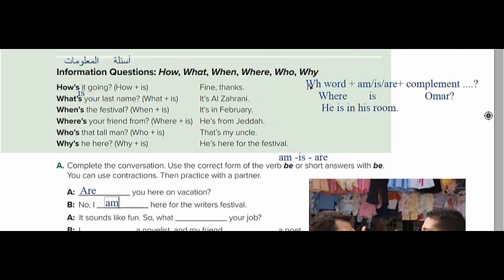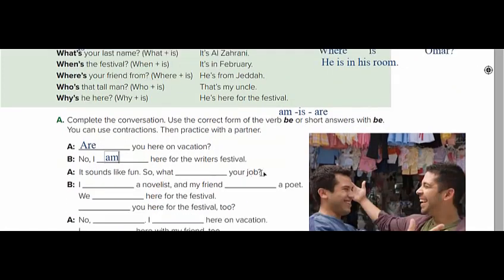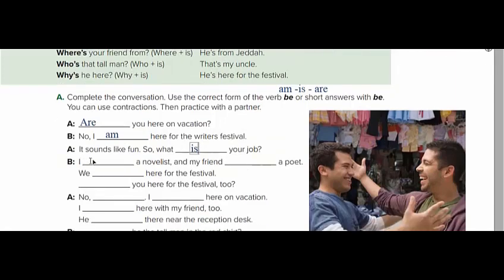لاحظوا. وتحتاج am أو is أو are. هذا يعتمد على التكملة. Your job. وظيفتك مفرد، وظيفة مفرد, so we use is with a singular noun. What is your job? I am, فعل كون, I تأخذ am. A novelist, روائي، كاتب روايات. And my friend. What's the meaning of my friend? صديقي. Singular so we use is. A poet. What's the meaning of poet? شاعر.